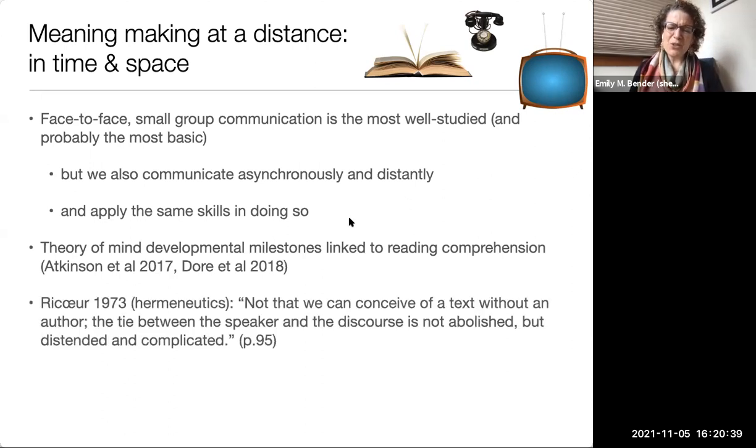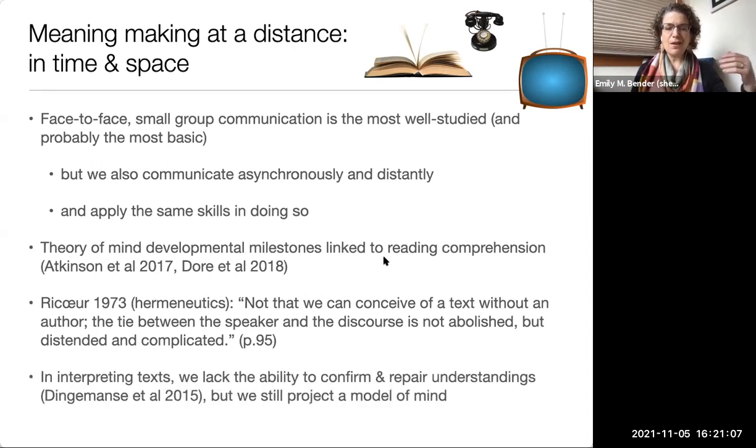And then you can also look into the hermeneutics literature, and I found this unusual but lovely paper by Ricoeur, which includes this statement here: not that we can conceive of a text without an author. The tie between the speaker and the discourse is not abolished, but distended and complicated. And so even when you're looking at texts that are really old, really far removed in time, we still understand them in terms of some notion of this was written by somebody. So when we're interpreting texts, we lack the ability to confirm and repair understandings like we do in interactive language use, but we can still project a model of mind, and we do, and that's important to our interpretation.